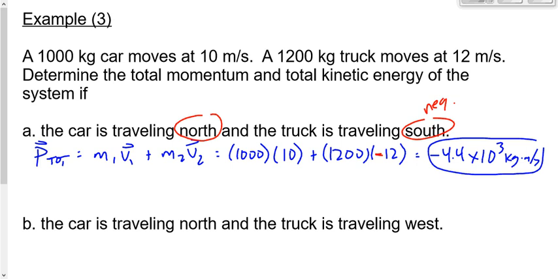Listen, if this is a multiple choice question, you've got to figure if you forget to put that negative in there, the answer you get will be there as an option. So watch that. You're going to think you got the right answer, but you don't. Okay, good. Now let's calculate the total kinetic energy.